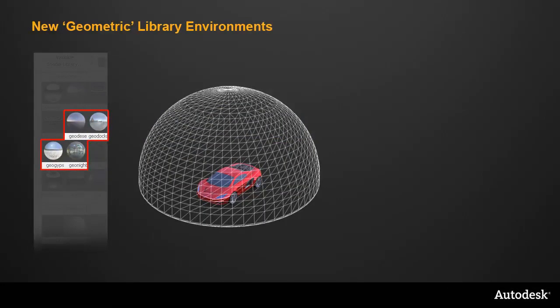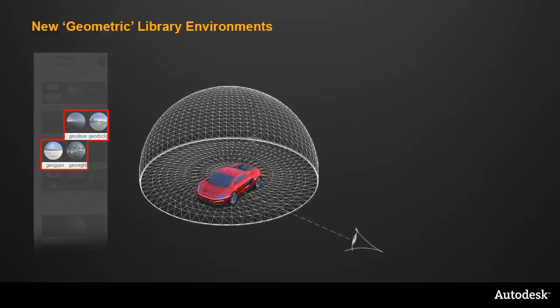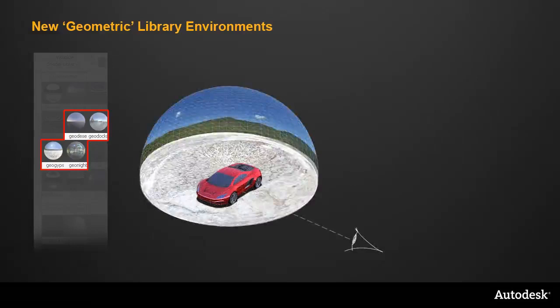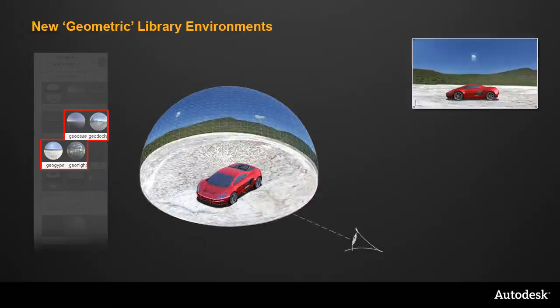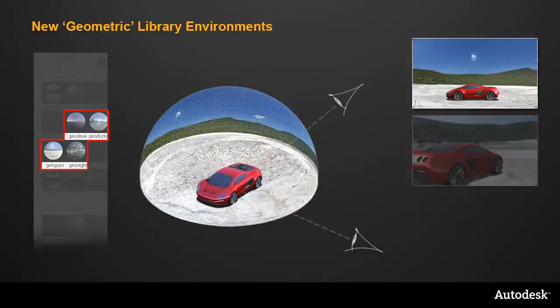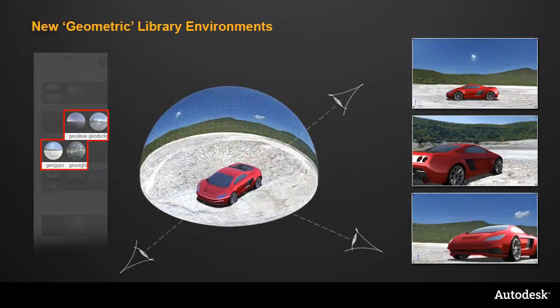And this has the special characteristic that when you view it, you don't see the outside, you only see the inside. So when an image is mapped around this geometry, you'll always see an environment in the background which stays in a realistic relationship to your model, regardless of where you view it from.